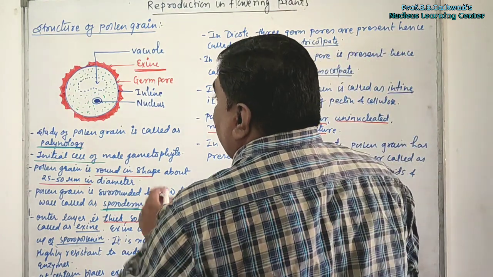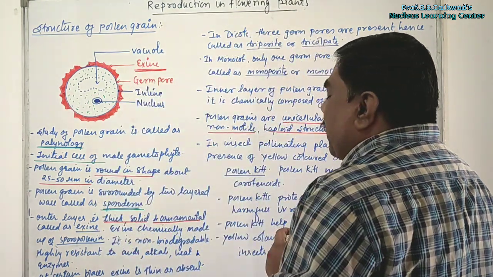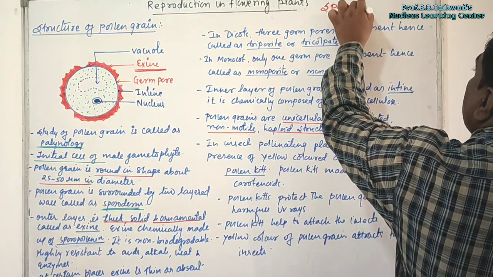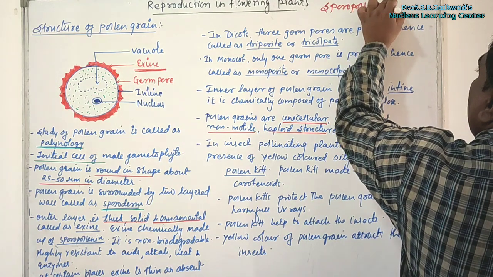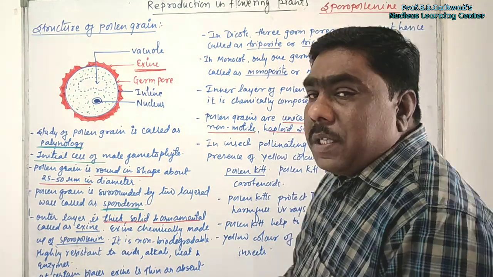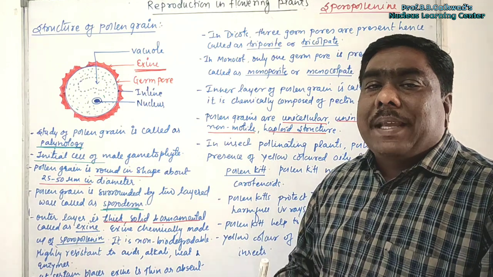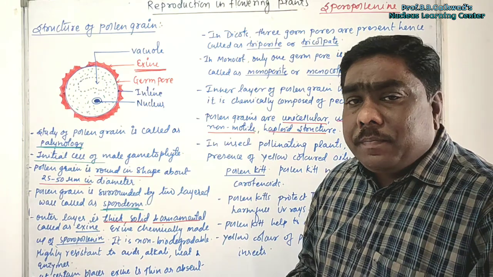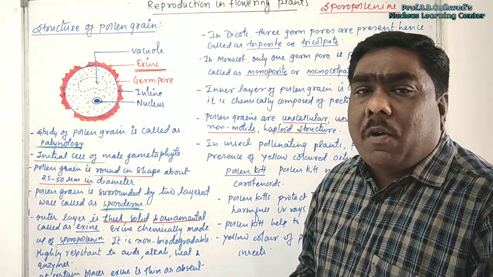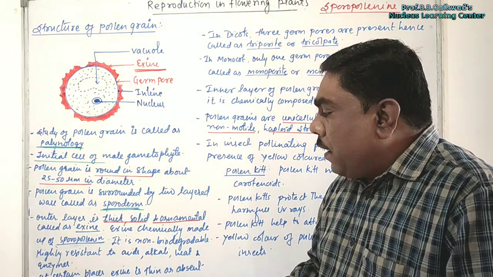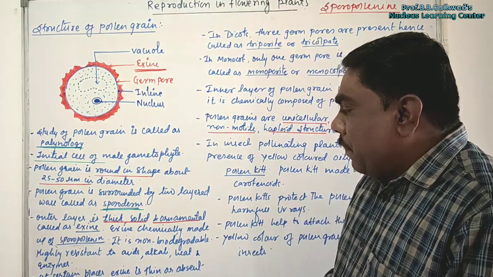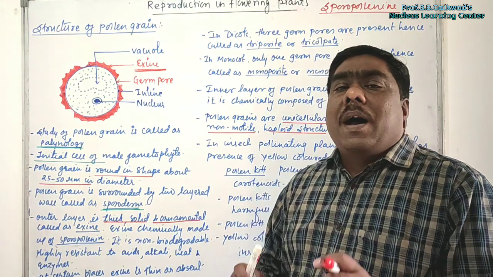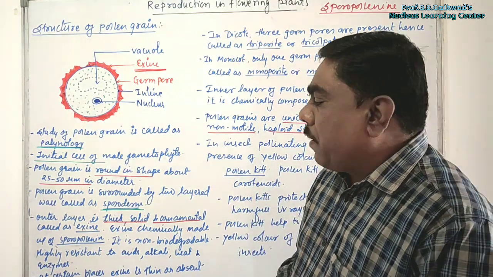And this exine is chemically composed of a chemical called sporopollenin. So this exine is formed from the chemical called sporopollenin. This sporopollenin is released by the Ubisch bodies, or Ubisch bodies help in the formation of the exine. So this sporopollenin is one of the hardest substances found in the kingdom Plantae.